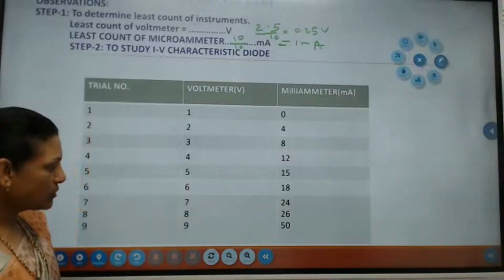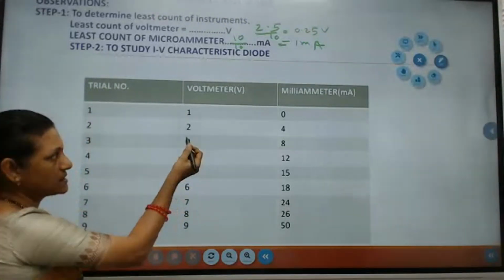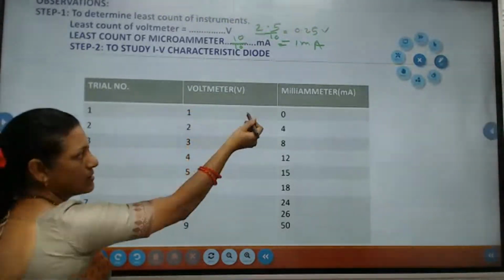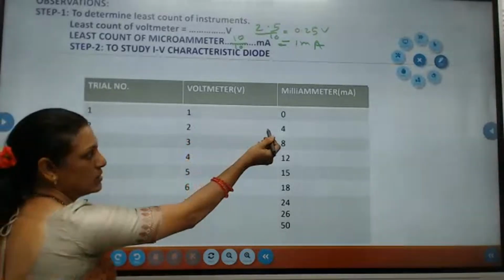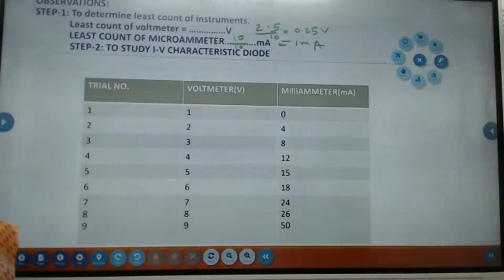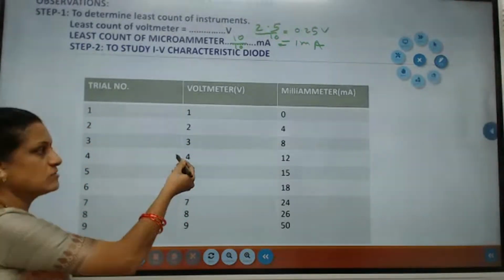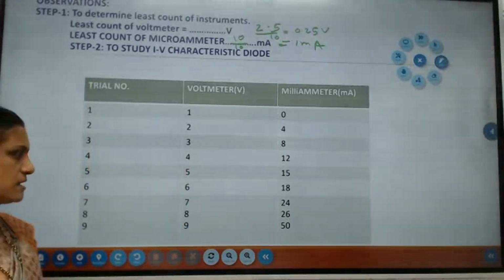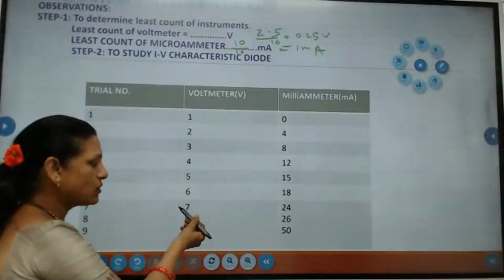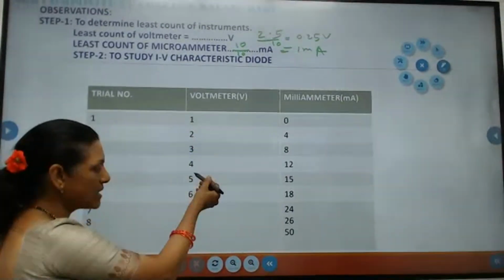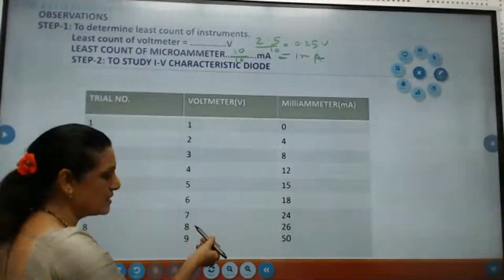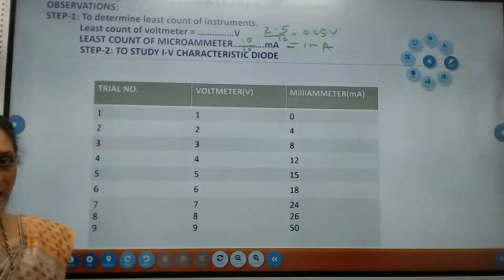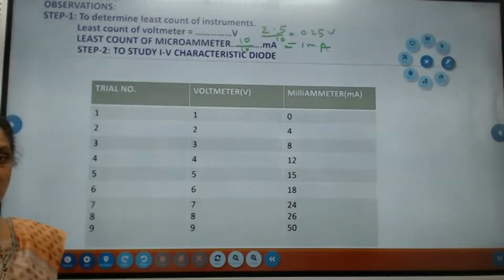At one particular step, if I go on increasing the voltage in steps of 1 volt, at 2 volt I will note the milliammeter reading as 4 milliampere, then at 3 volt I will get 8 milliampere. In this way, up to a particular voltage, as I increase the voltage linearly, I get the current also increasing linearly. Current will increase linearly with the voltage.